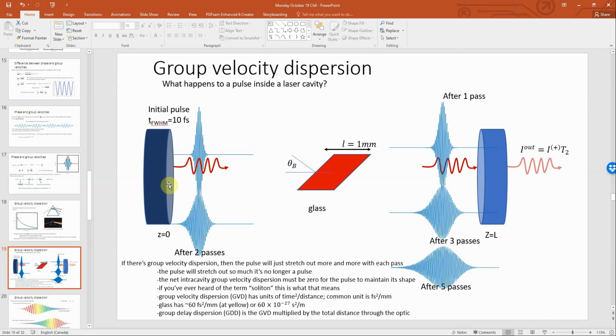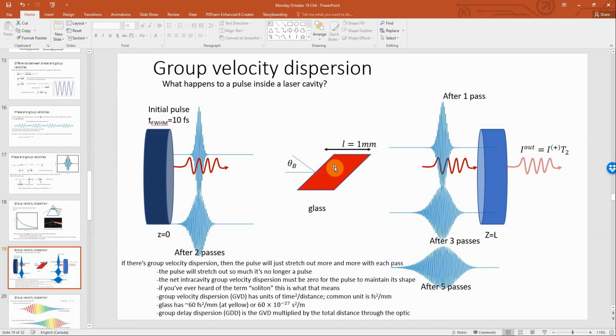So what happens to a pulse inside of a laser cavity? Say you somehow manage to magically create a 10 femtosecond laser pulse in this laser cavity. A 10 femtosecond pulse with a 1 micron central wavelength would look something like this. This pulse would then hit the gain medium, say a crystal that's 1 millimeter long. Of course it wouldn't be glass, since glass doesn't act as a gain medium.